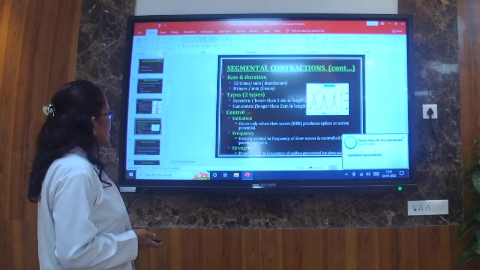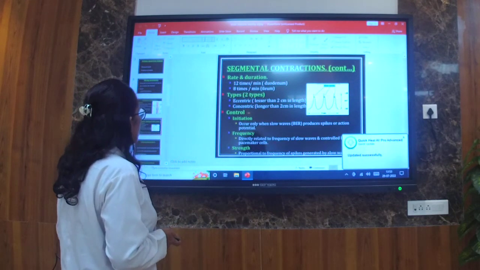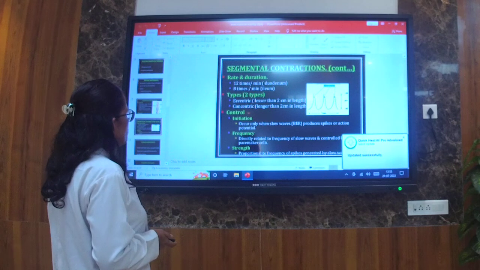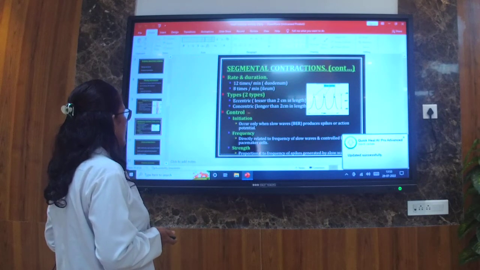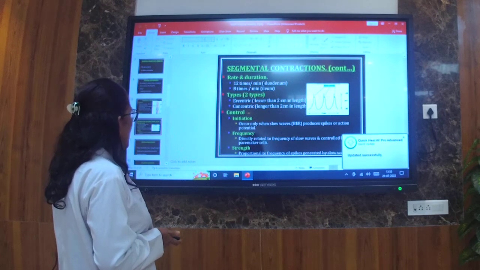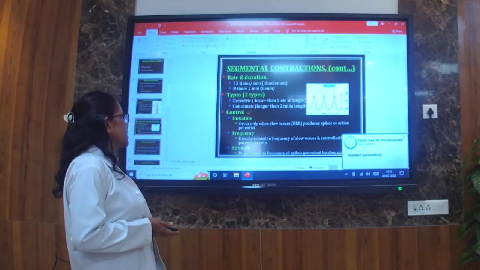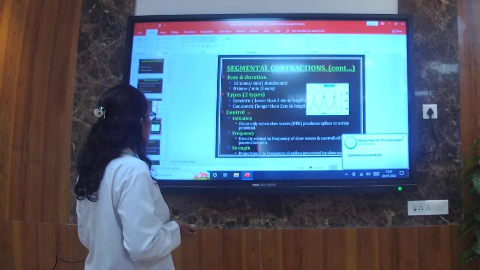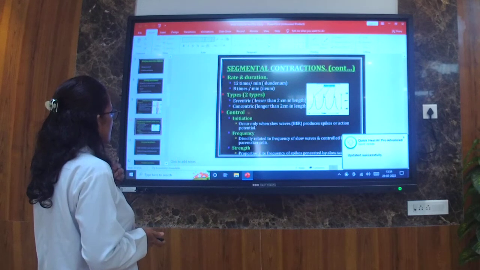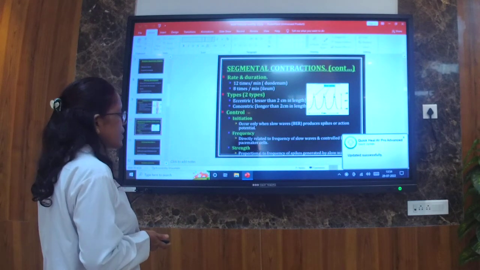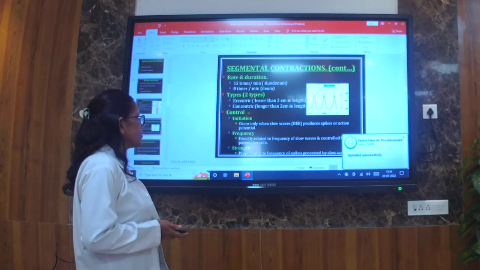Then what is the rate and duration of this segmental contraction? The rate is 12 times per minute in the duodenum. In the duodenum the rate of segmental contraction is higher, and it is 8 times per minute in the ileum. It is slower there because in the ileum absorption of digested food takes place. And it is of two types: the eccentric type, which is less than 2 cm in length, and the concentric type, which is longer than 2 cm in length.